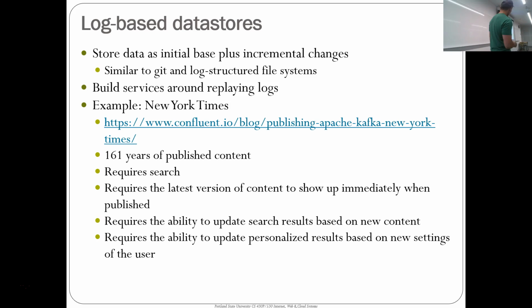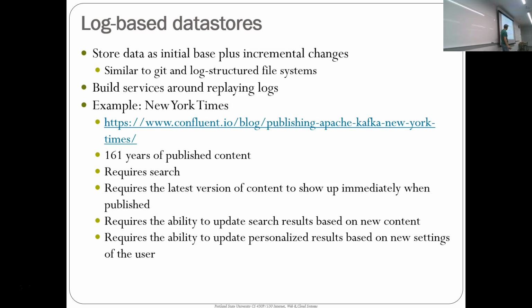The example use case is an article about a really interesting application of Kafka at the New York Times. The New York Times has 161 years of published content. It requires its site to let you search based on topics. It requires that the latest version of content always show up immediately when published. So if a reporter changes different details of an article, you require that to be versioned.